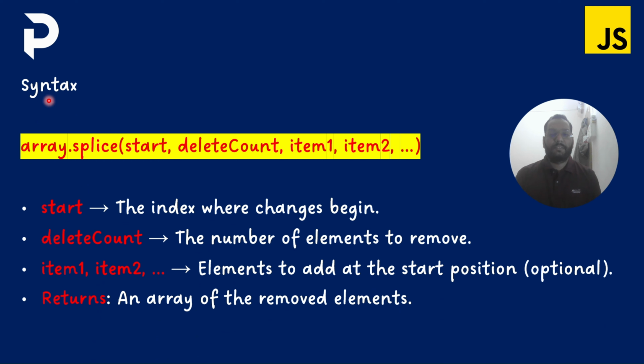Over here we have the syntax of the splice method, in which we have an array and we apply the splice method, and we have to specify start index, delete count and items. Start is the index where changes begin, delete count is the number of elements to remove, and item1, item2 are the elements to add at the start position. We'll discuss some examples related to the splice method.